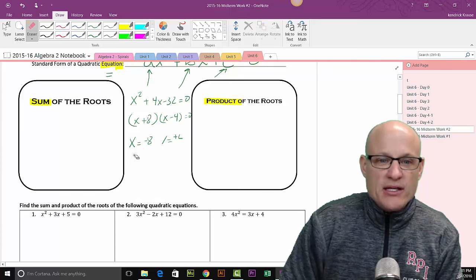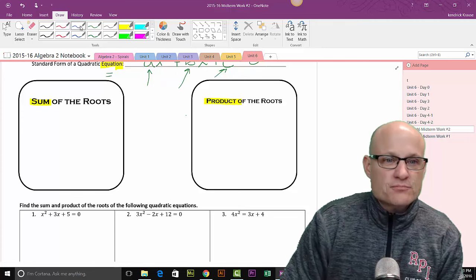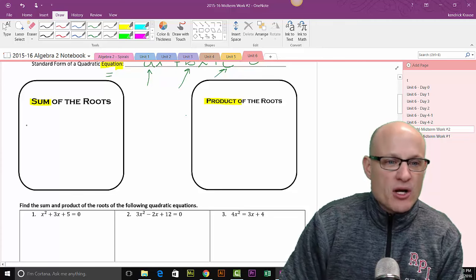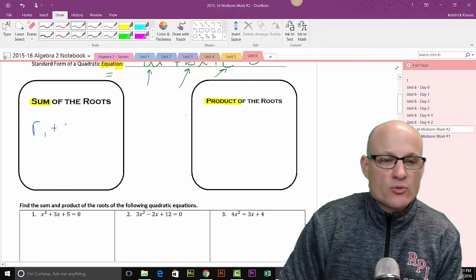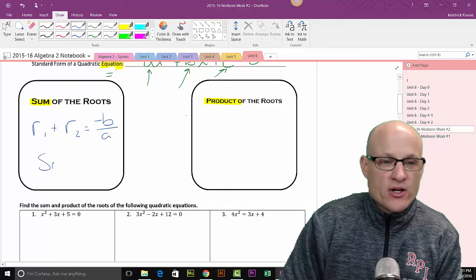So let me give you a little bit of fun. Well, let's just work. So I'm going to give you two formulas to work from. So in this case, we're talking about root 1 plus root 2. And that would be equal to negative b over a. Or another way to say it is the sum is equal to negative b over a.